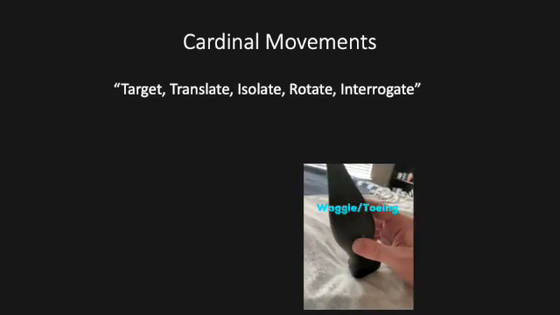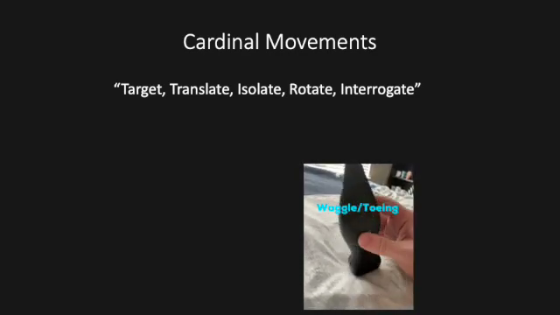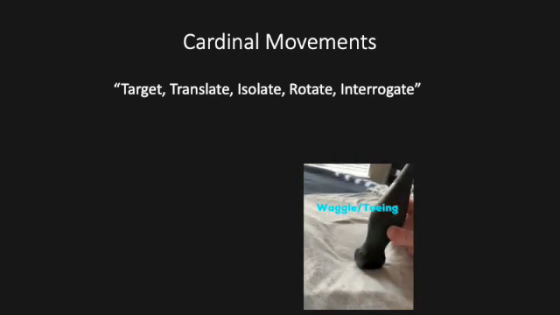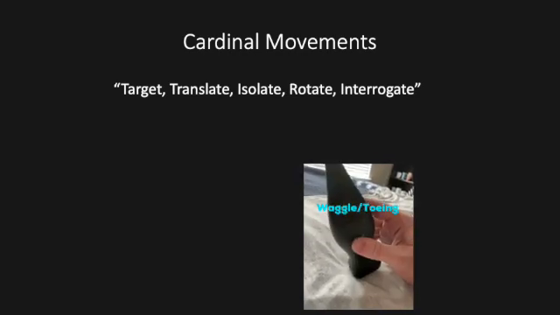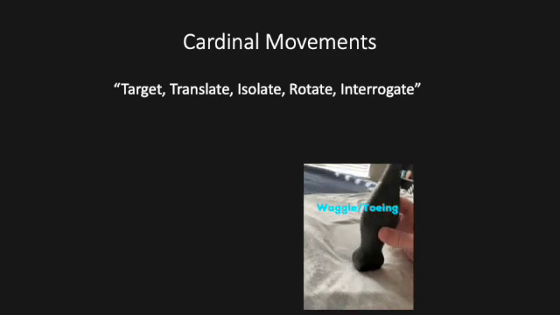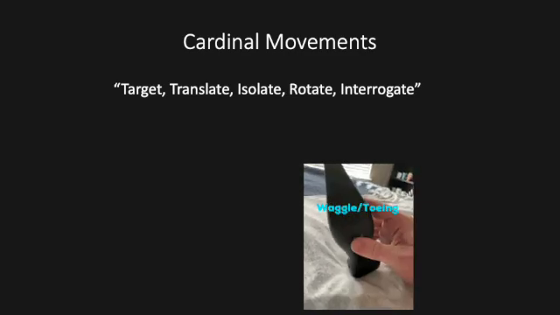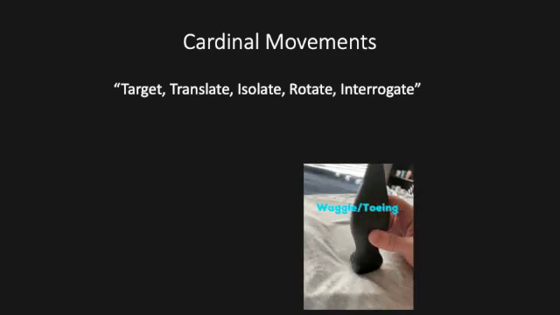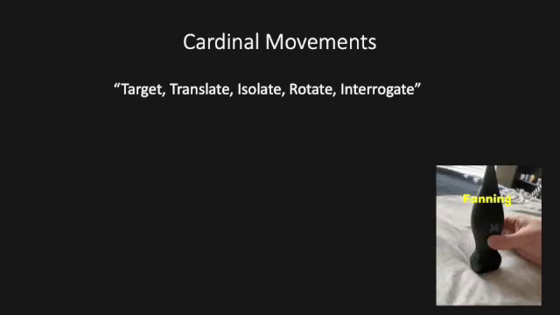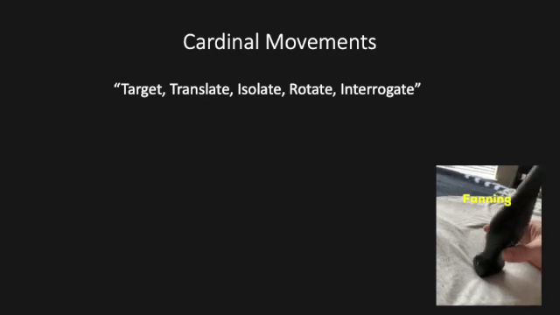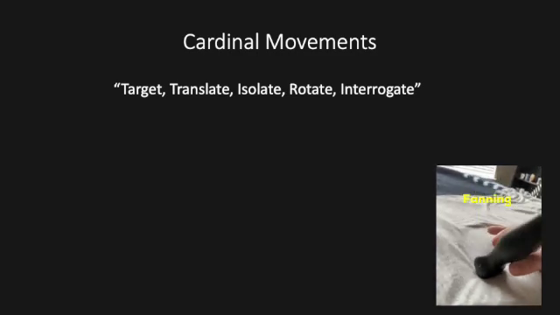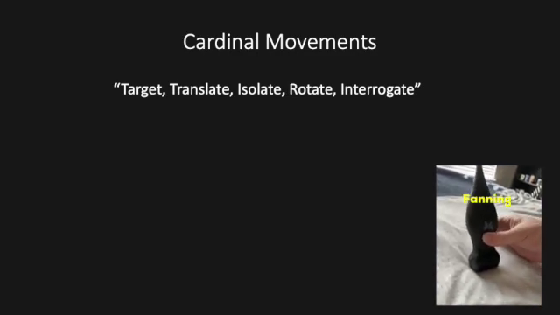Targeting and translating, isolating, rotating, all of that is getting your flashlight into the spot that you need to be able to see and illuminate the cavity that you're working in the plumbing. And then waggle or toeing, and our last movement, fanning, are you pointing that flashlight, now that it's in the right spot, to be able to illuminate all of the dark corners. The same thing. So this is called fanning.